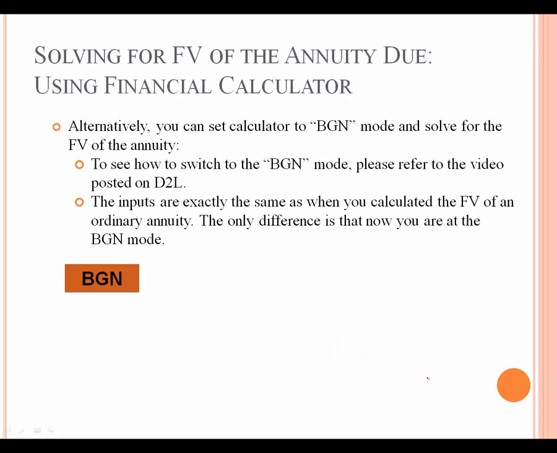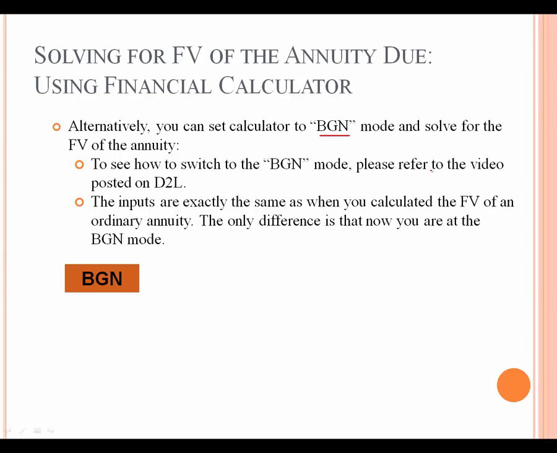Alternatively, you can use your financial calculator to get the future value or present value of the annuity due directly. To do that, you need to set the calculator to BGN mode. To know how to switch from the regular, or say END mode, to the BGN mode, you may want to refer to the video posted on D2L.